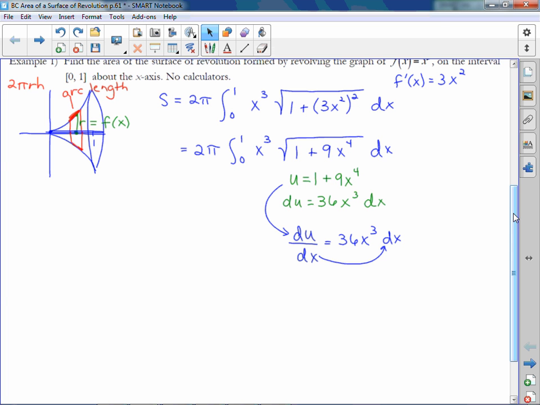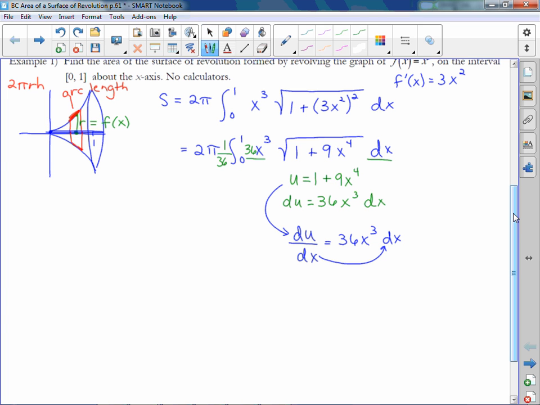If I do that, then what I'm going to need here, I've got the x cubed out front. I'm going to need a 36, and so I'm going to want to put a 36 here and a 1 over 36 on the outside. So there's my du.